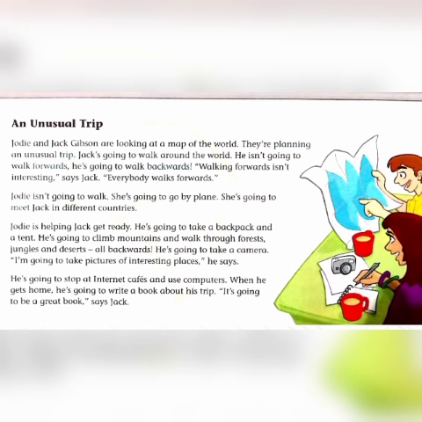He's going to take a camera. I'm going to take pictures of interesting places, he says. He's going to stop at internet cafes and use computers. When he gets home, he's going to write a book about his trip. It's going to be a great book, he says. Okay? Now, let me explain to you.